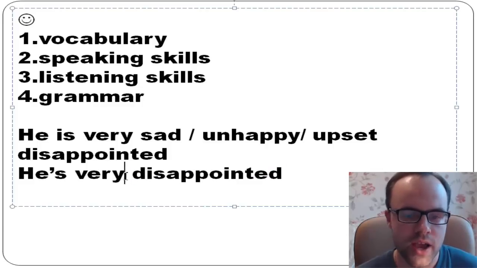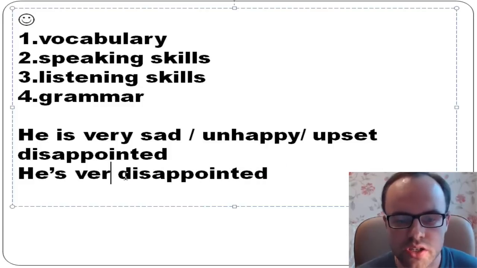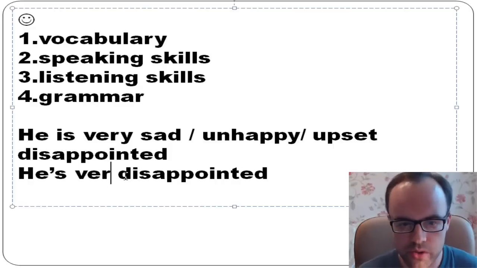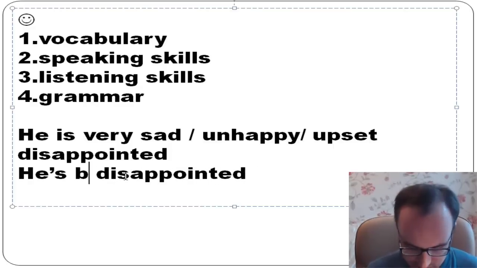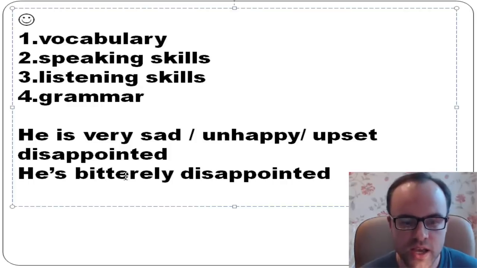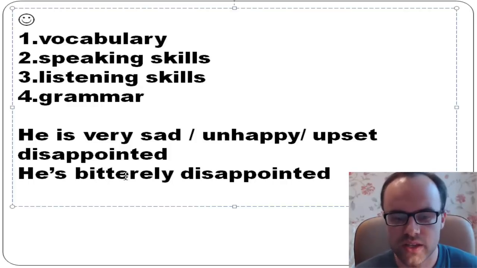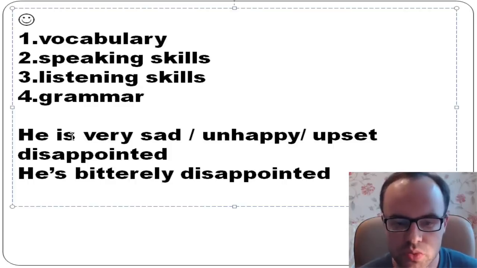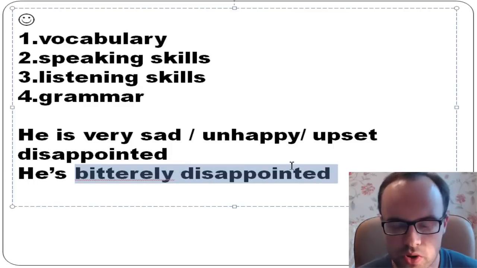For example, very, but very again. So actually, that's the same problem. He is very disappointed. But why can't we say, for example, he is bitterly disappointed? He is bitterly disappointed. So it means that he is really very, very disappointed. He is so disappointed. So his disappointment is really huge. So he is bitterly disappointed. So it's a collocation, bitterly disappointed.